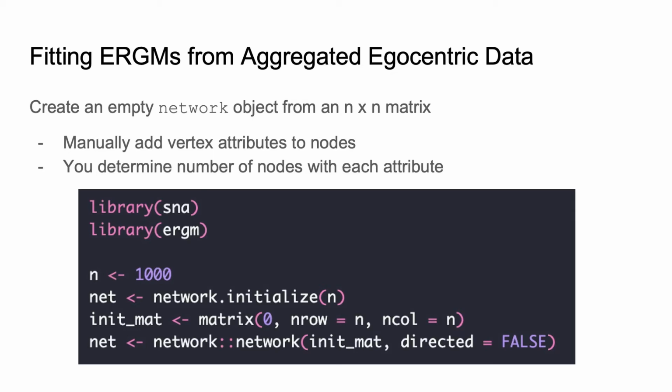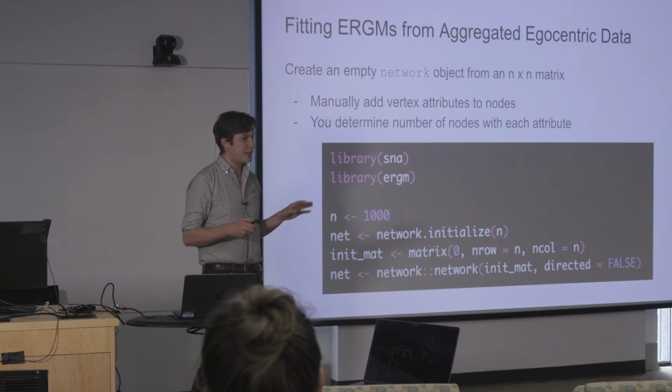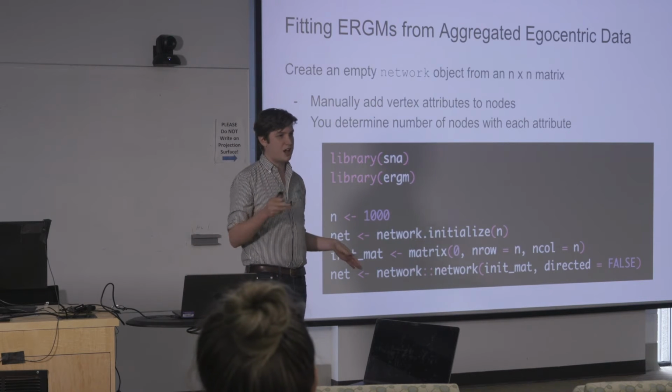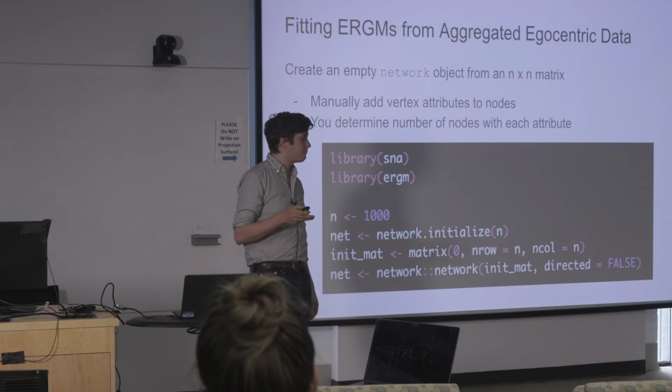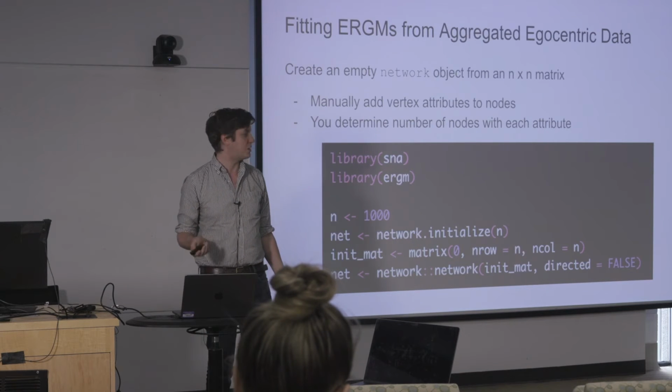But just to outline how the basic process goes, you want to start by creating an empty network object from an n by n matrix, where your rows and columns are the number of nodes that you want in your simulated population.